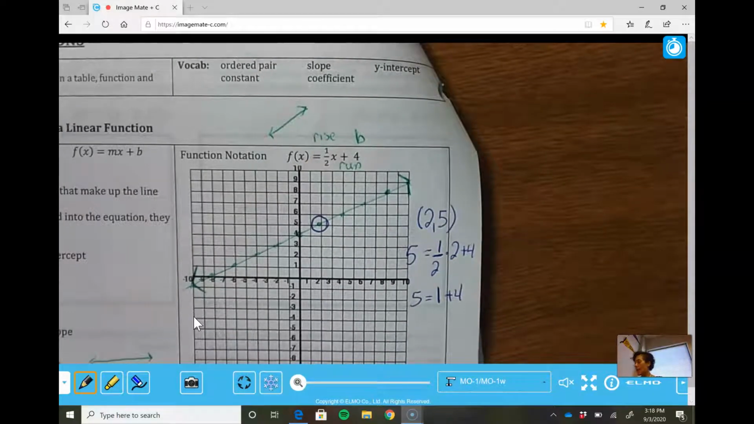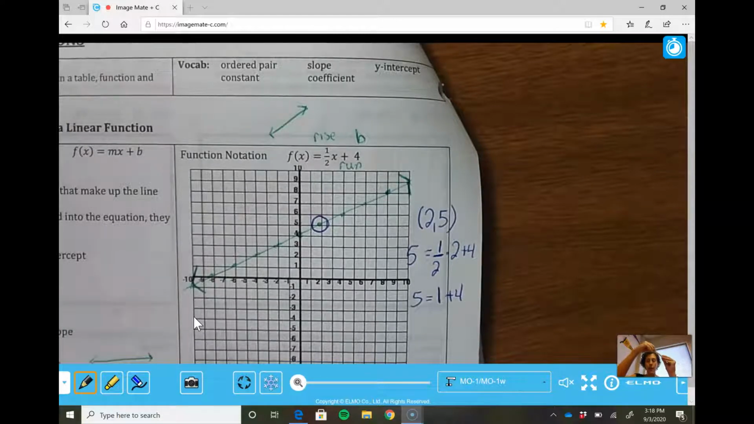So now that we covered that, let's talk about how we're going to graph in a more specific domain. I don't want the whole line, right? I just want a piece of it.